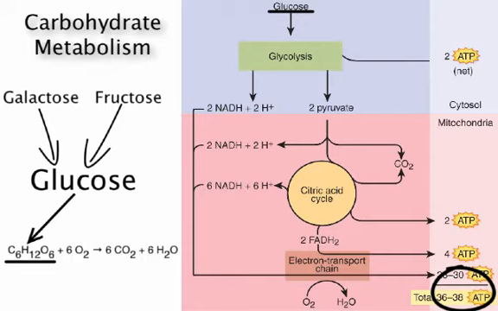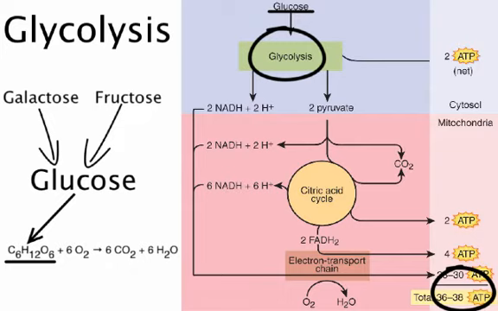In the body, this process is carried out in a series of small steps, and in the presence of oxygen, one glucose molecule yields 36 to 38 molecules of ATP. The first step of this is called glycolysis.